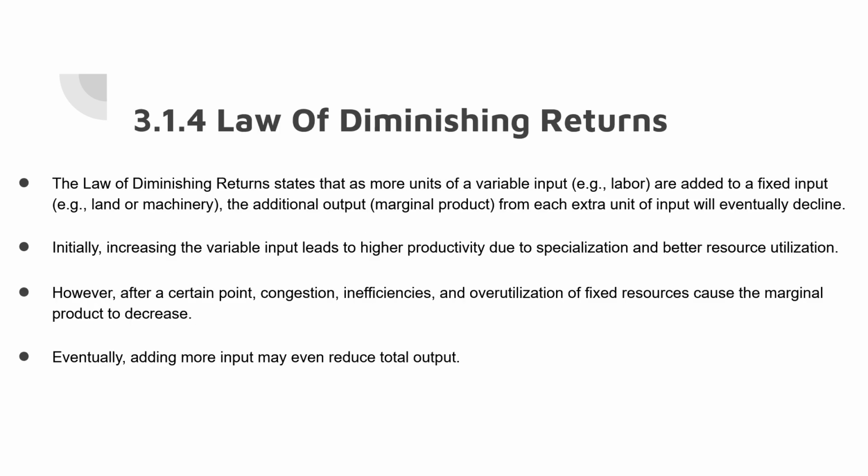Law of diminishing returns. The law of diminishing returns states that as more units of a variable input, for example labor, are added to a fixed input, the additional output from each extra unit of input will eventually decline. Initially, increasing the variable input leads to higher productivity due to specialization and better resource utilization. However, after a certain point, congestion, inefficiencies, and overutilization of fixed resources cause the marginal product to decrease. Eventually, adding more input may even reduce total output.